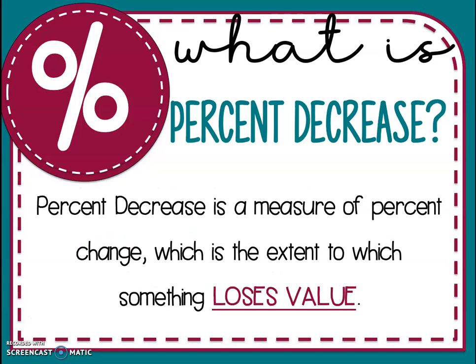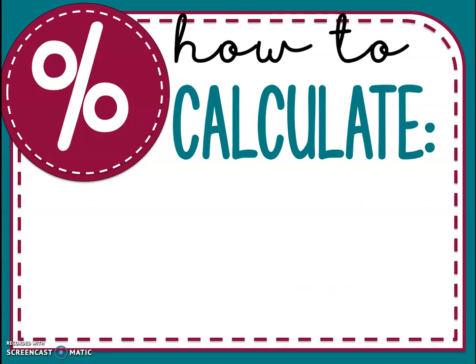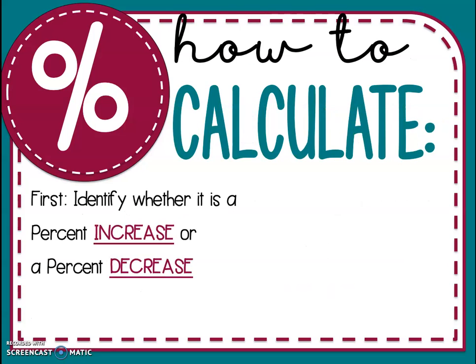A percent decrease is the opposite. We're looking for a percent that is changed, but it's gone down, so it's lost value. Okay, so how to calculate your percent increase and your percent decrease? First, identify whether it is an increase or if it's a decrease, because sometimes you'll have to attach increase or decrease to your answer. So you might have to say it's a 20% increase, it's a 20% decrease. Or your answer might be in the form of a positive symbol and a negative symbol. Obviously, positive would be that it is a percent increase, and a negative symbol would be that it is a percent decrease. So identify whether it's a percent increase or decrease, and then set up a proportion, okay?